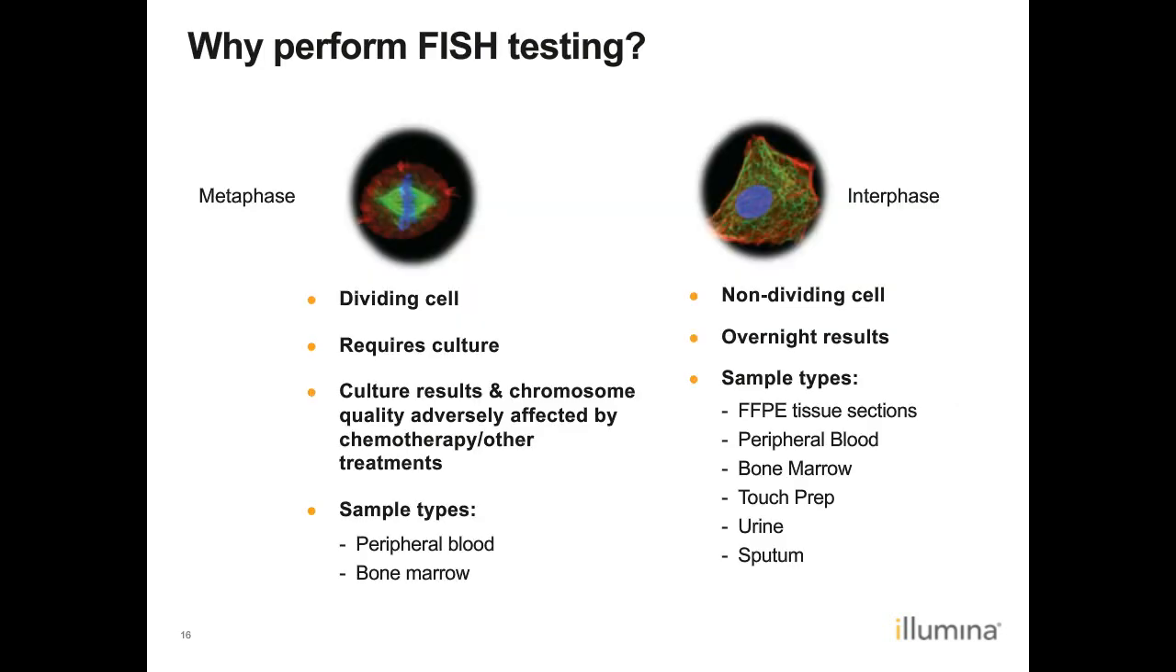One of the most important advantages of FISH is its ability to detect rearrangements in non-dividing interphase cells. This enables short turnaround times with sample to result within hours. It is also compatible with many different tissue types, so not only peripheral blood and bone marrow, but also urine samples, sputum, and most importantly, FFPE tissue sections.